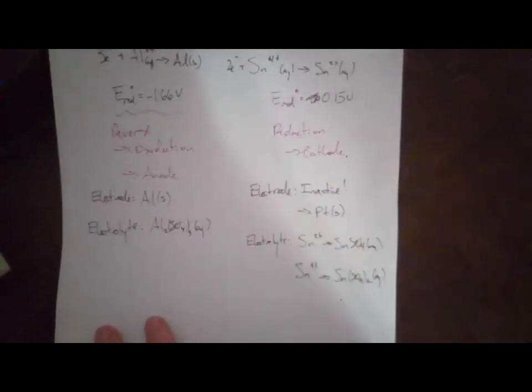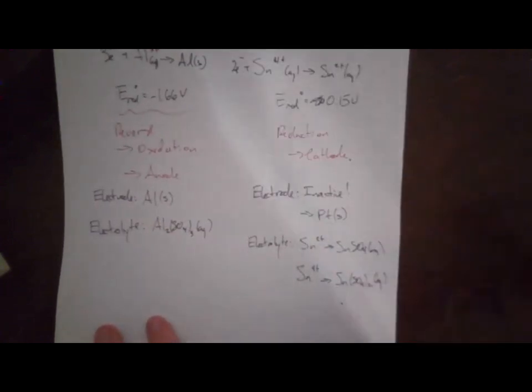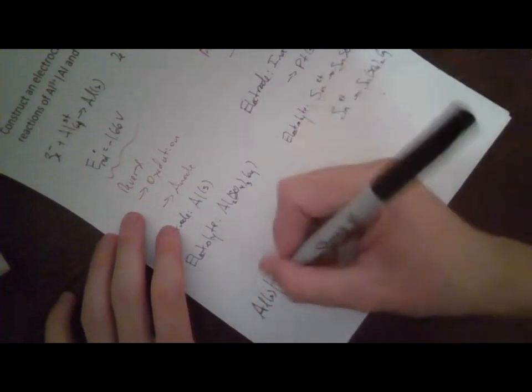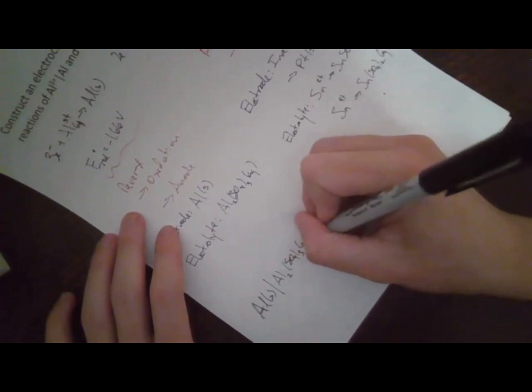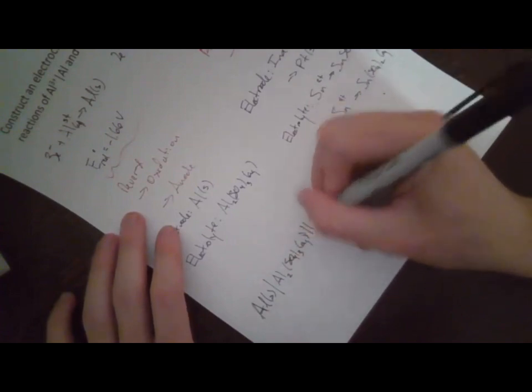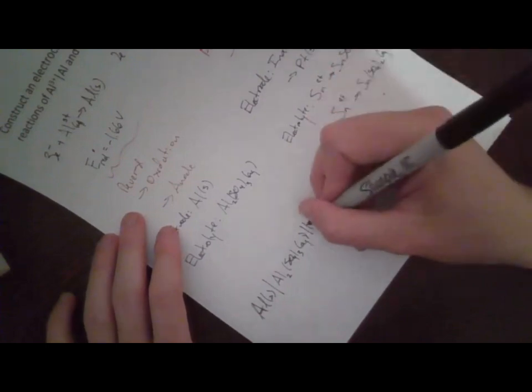We can write out a cell notation. So we know we start with the anode, and we start with the electrode of the anode. So that is going to be aluminum solid, vertical line, Al2(SO4)3 aqueous. Then we can write vertical lines for our salt bridge.